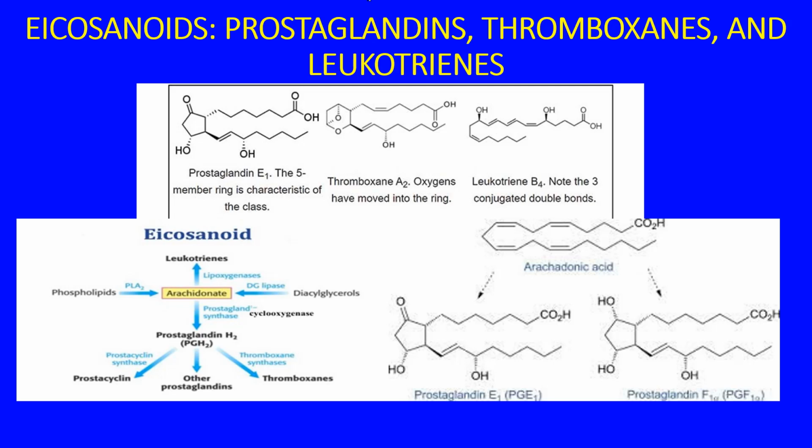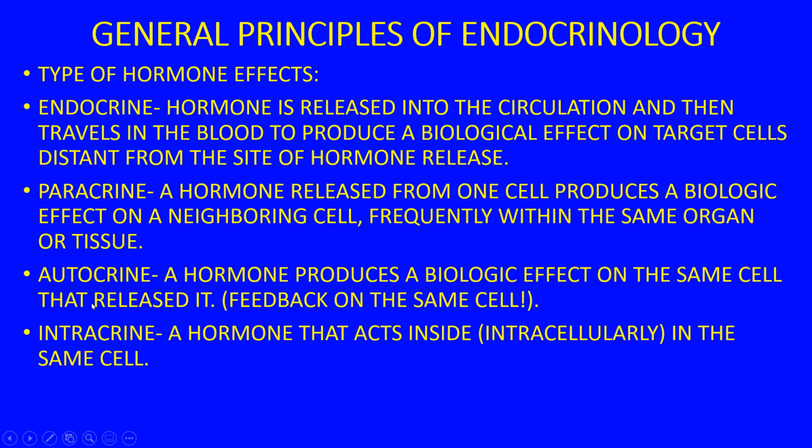Paracrine is a hormone released from one cell that produces a biological effect on a neighboring cell, frequently within the same organ or tissue. An example of this is an islet of Langerhans, the cluster of cells that produce glucagon, insulin, somatostatin, and pancreatic polypeptide. These cells not only release the glucagon and insulin, but we also see evidence that the somatostatin plays a role in balancing out the release of insulin and glucagon. And that would be a paracrine example.